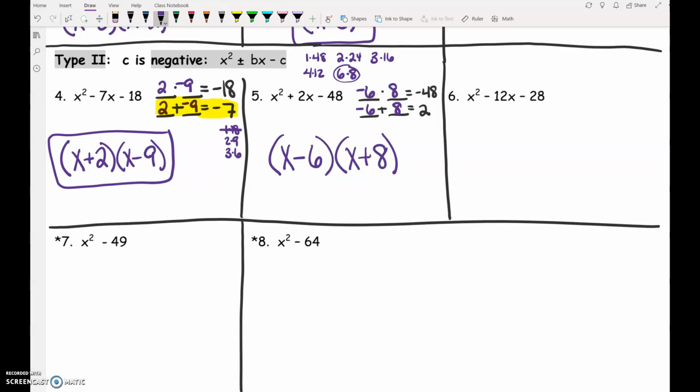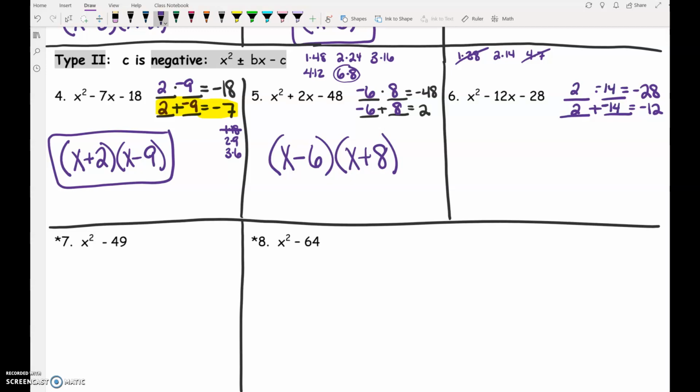Okay, again, pause the video, try number 6 entirely on your own. You're looking for two numbers that multiply to negative 28 and two numbers that add up to negative 12. Here's my options, 4 and 7, don't think so, don't think so. I'm trying to add up to a negative number, so the bigger number is going to be negative.